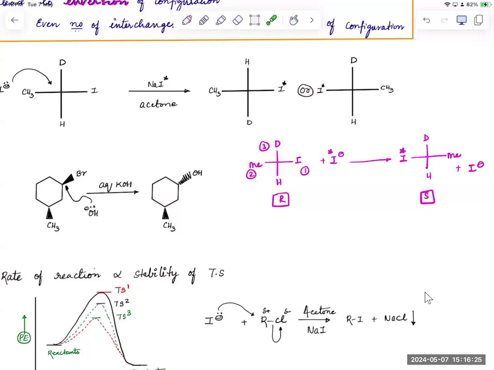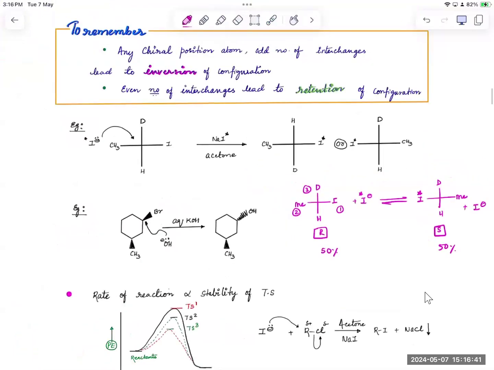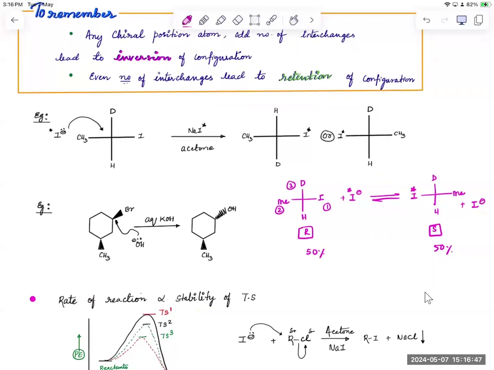So my point is, over a period of time, the reaction would happen from both ends, right? This will go in the forward direction also, and again this I minus will attack and it will come this side also. So after some time, you will see 50% of this and 50% of this forming. This is some kind of racemization. Everybody understood the logic?